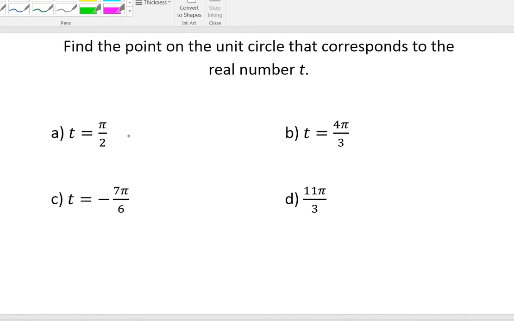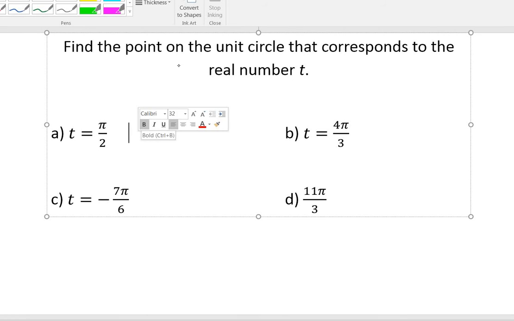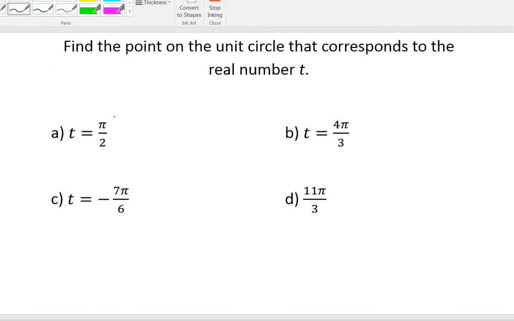So let me write that on here. So we've got the point 0, 1 that corresponds to that. Not too bad. How about this one?